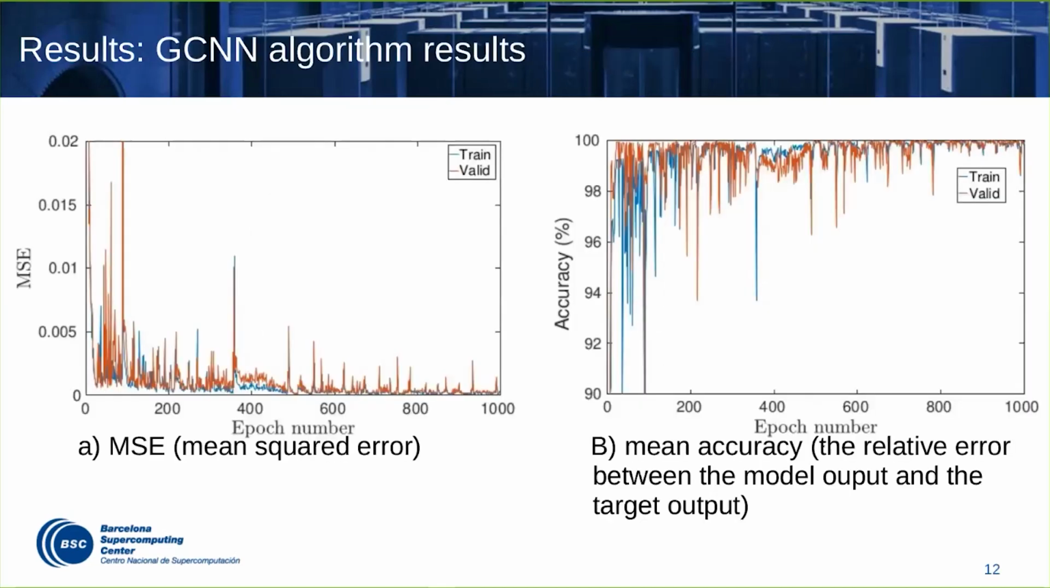This slide shows the performance of the model, showing quite good performance on the metric, which was the mean square error. After 1,000 epochs, we obtain a very low value, around 0.0002. On the right, you have the mean accuracy of the model, demonstrating high performance. This accuracy is based on the relative error between the model output and the target output. For the validation set, we obtain a very high accuracy of 99.85%.